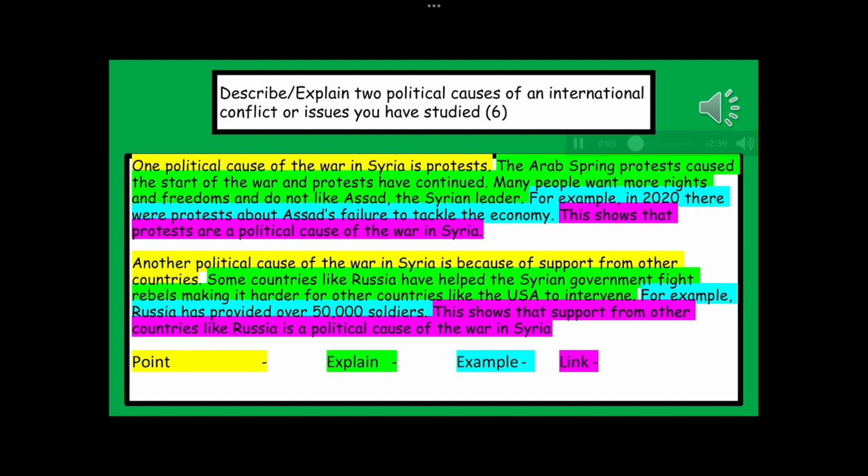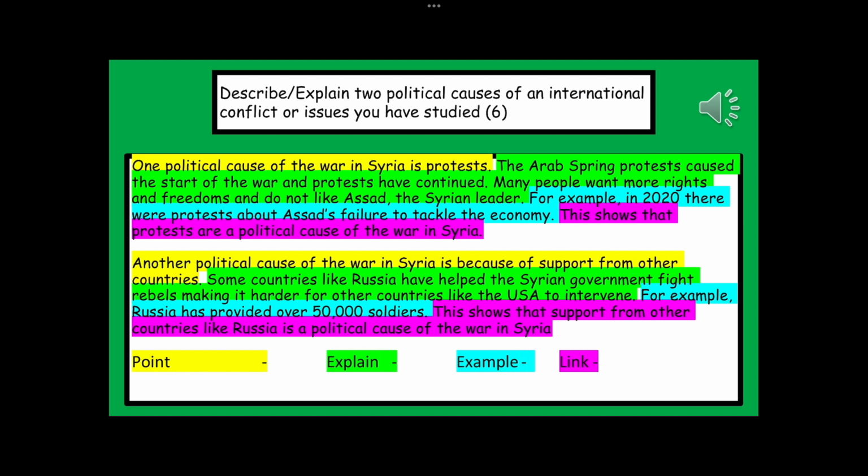Let's now have a look at a model answer for a describe or explain question that's a bit more familiar to the Modern Studies course than the previous one. So the question is to describe or explain. It doesn't really matter because we're going to approach these questions the exact same way and it could appear either way in the exam. So describe or explain two political causes of an international conflict or issue you have studied.